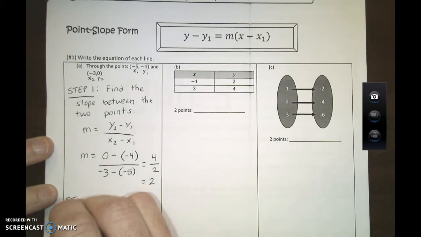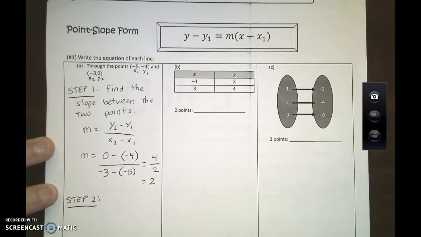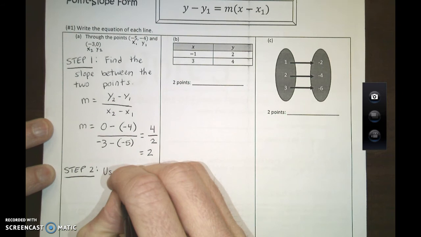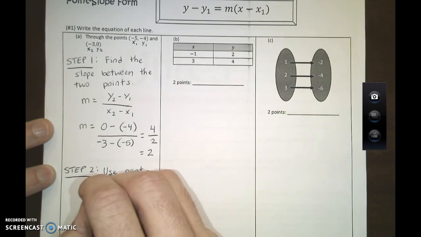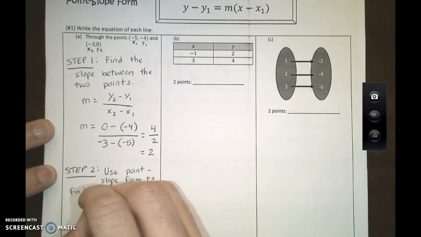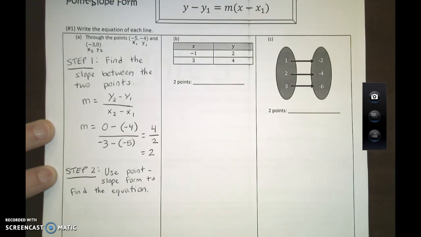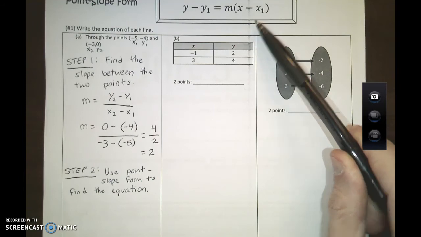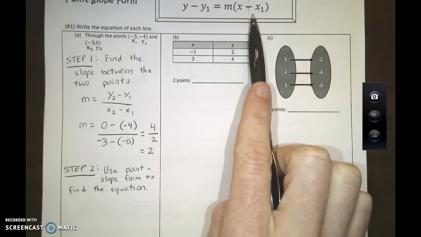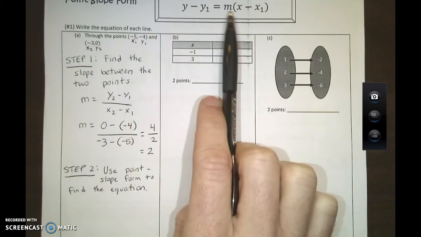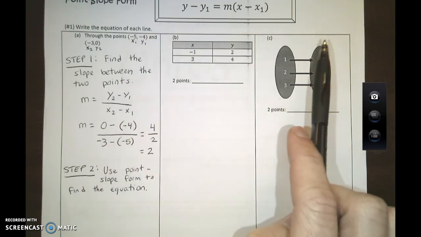So now step 2, you're just going to use the point slope form to find the equation. So remember, my point slope form is up here at the top of the notes, so I can use that to help me. And what's nice, since I've already labeled my x1, y1, I can just use those points in this formula. Technically, you could use either set of coordinates to plug into this formula, but since we already have this labeled, I'm just going to use this first set of coordinates.